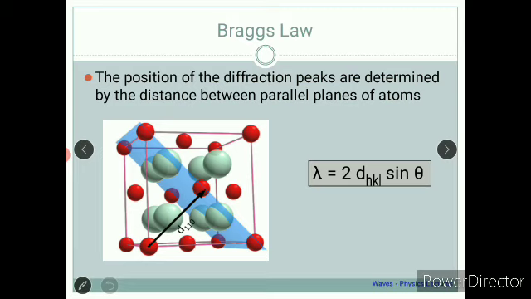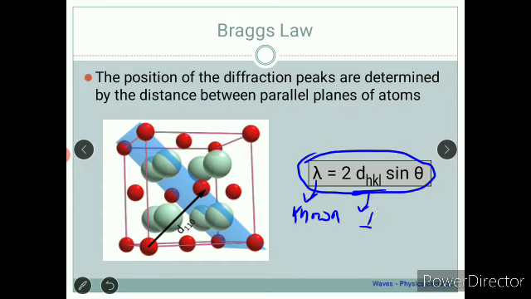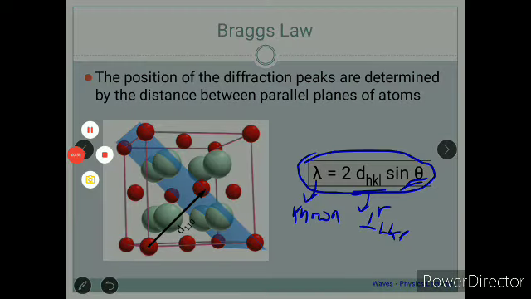Bragg's law is usually given as lambda equals 2 times d_hkl sine theta. Now lambda is the wavelength, which is known to you, and d_hkl is a vector which is perpendicular to the HKL plane, that is the Miller indices, and theta is the diffraction angle that we have.